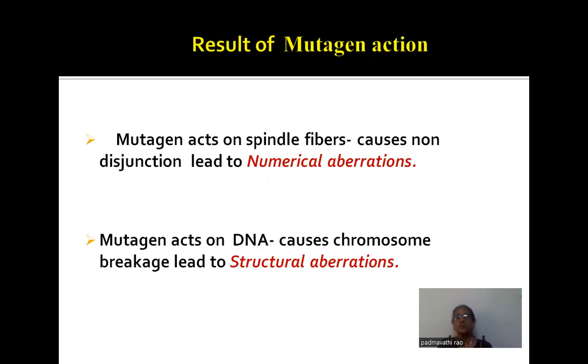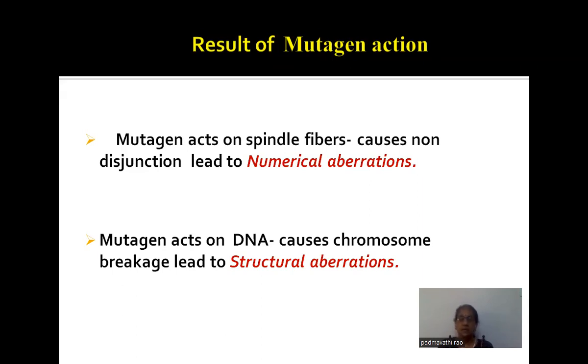The result of mutagen action. Whenever these chemicals are exposed to living organisms, the mutation or sudden change occurs at different levels. Some mutagenic agents act on spindle fibers and cause non-disjunction. Because of these non-disjunctions, numerical aberrations take place, meaning variation in the chromosomal number takes place.